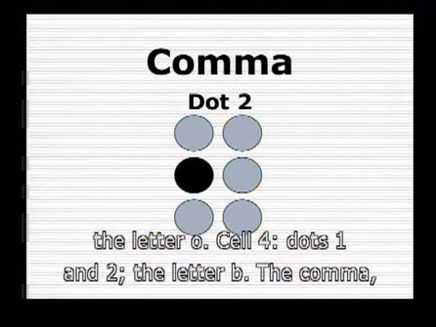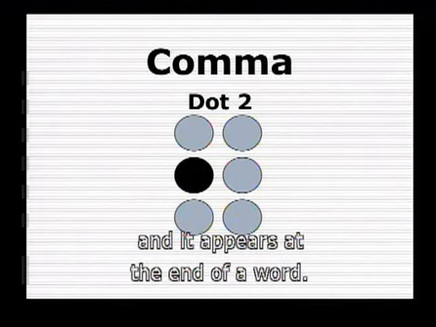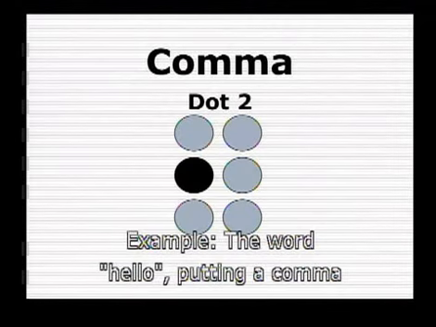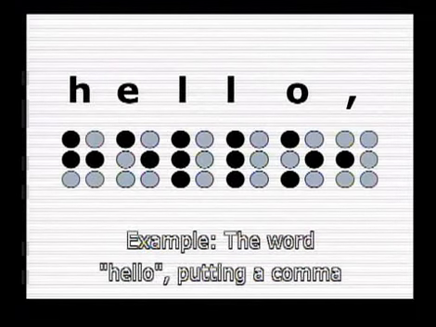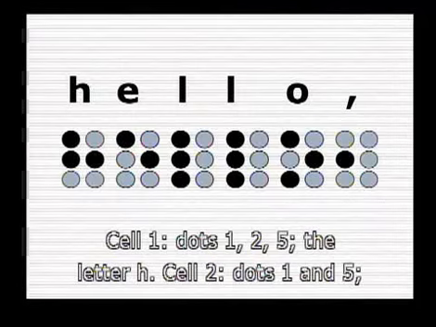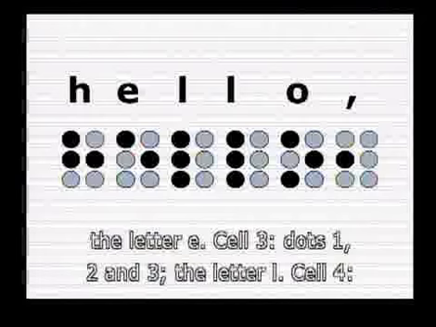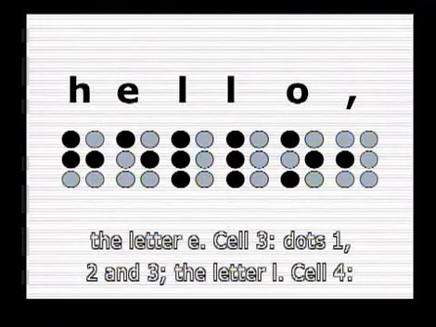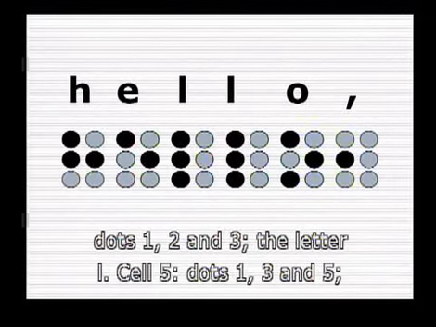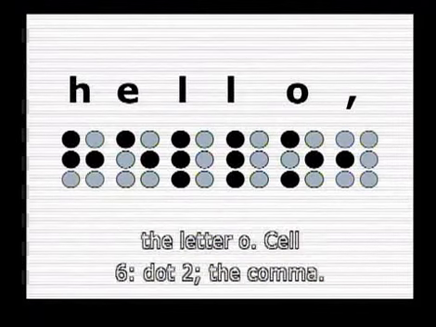The comma, dot 2, is used the same as in print and appears at the end of a word. Example, the word hello, putting a comma at the end of the word. Cell 1, dots 1, 2, 5, the letter H. Cell 2, dots 1 and 5, the letter E. Cell 3, dots 1, 2, and 3, the letter L. Cell 4, dots 1, 2, and 3, the letter L. Cell 5, dots 1, 3, and 5, the letter O. Cell 6, dot 2, the comma.